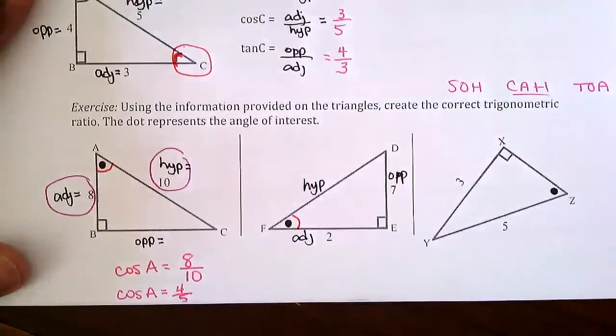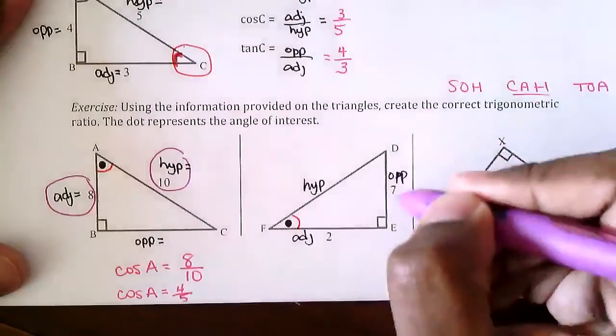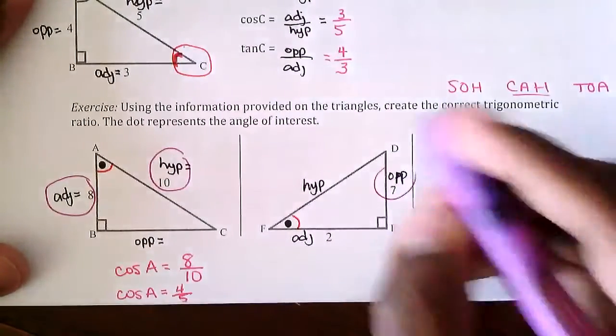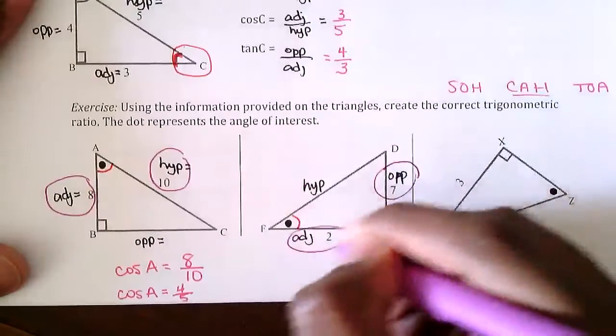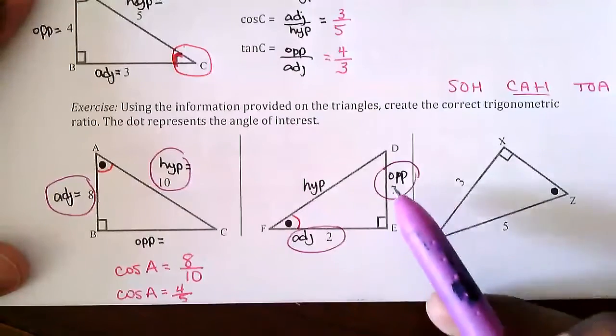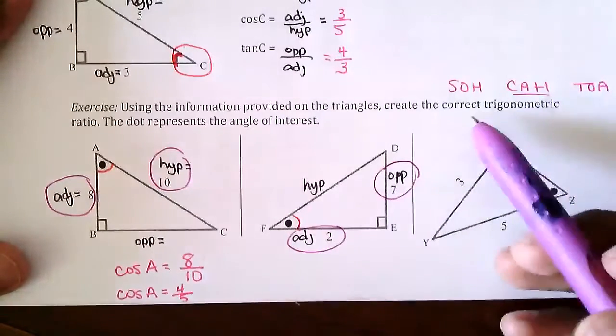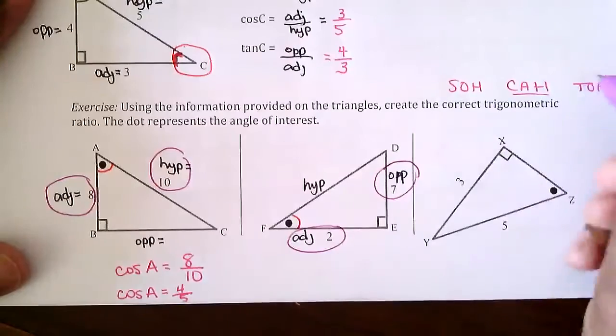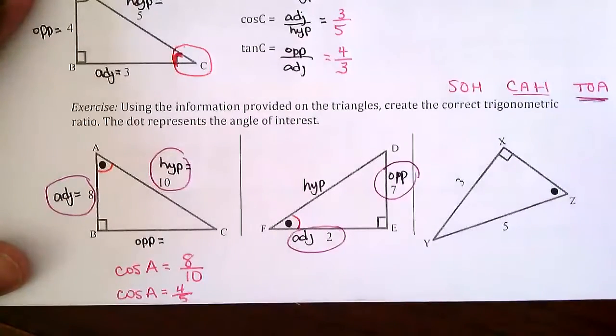So in this particular scenario, they've given me an opposite. I know it's 7. They've also given me an adjacent. I know it's 2. So I need to choose a trigonometric ratio that can be described using opposite and adjacent. It's not SOH, it's not CAH. This time we're using TOA.